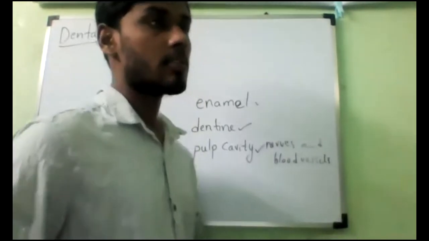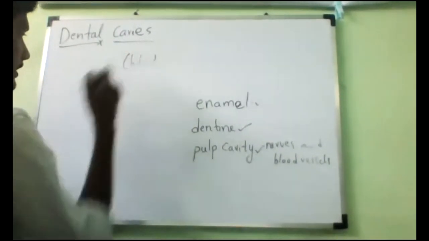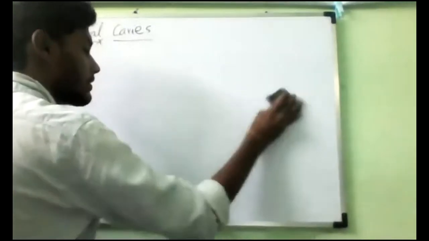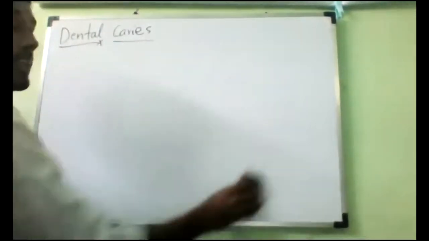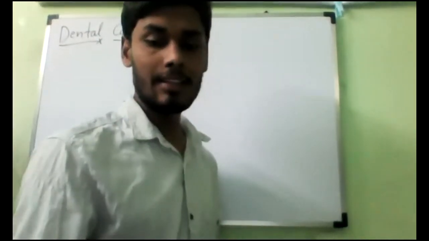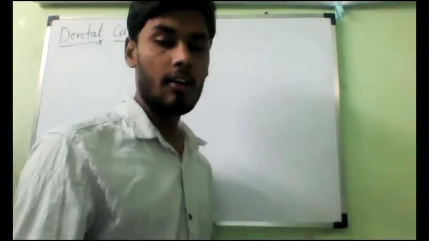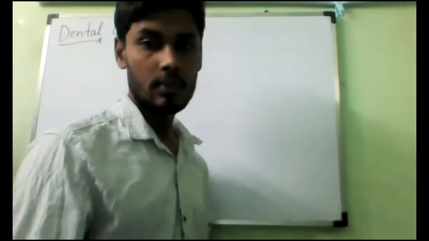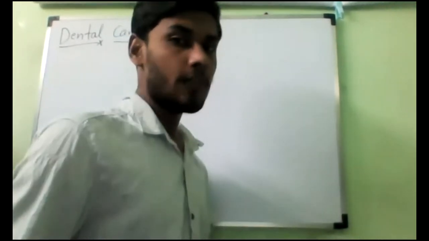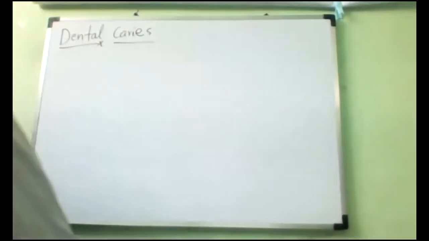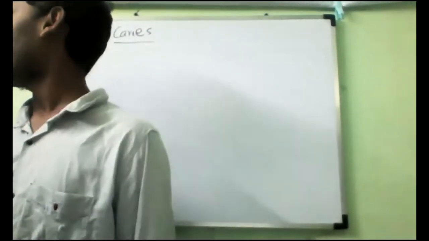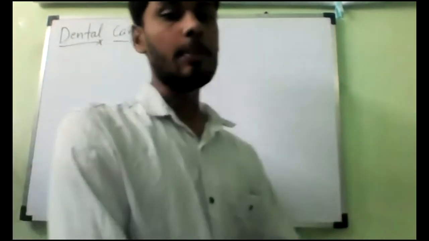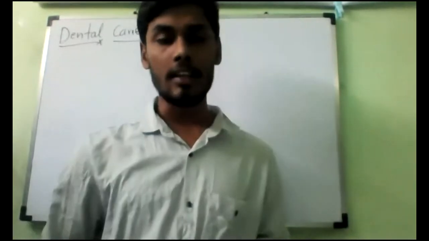The formation of small cavities. Small cavities we can also call as what? Holes. Understanding? That is small cavities. In brackets you can write holes. The formation of small cavities in the teeth, due to the action of acid forming bacteria and improper dental care, is called dental caries.